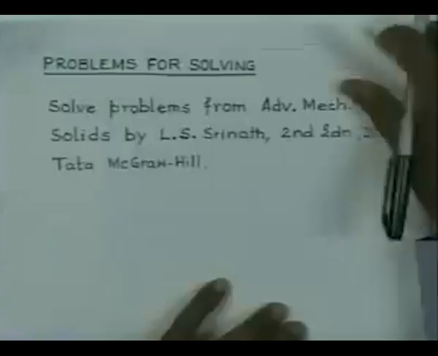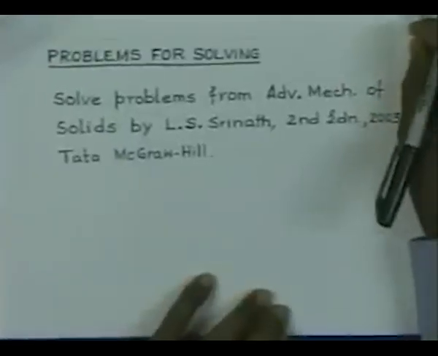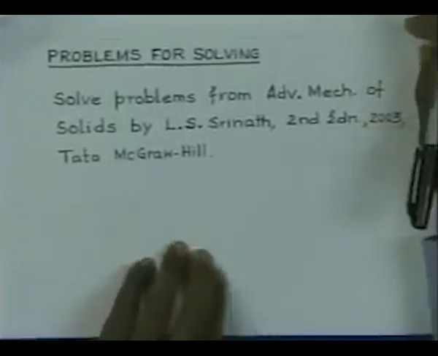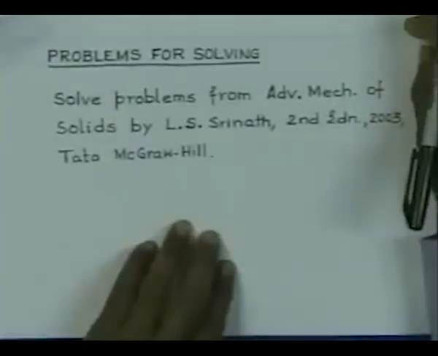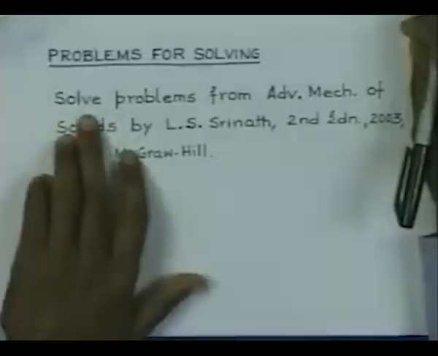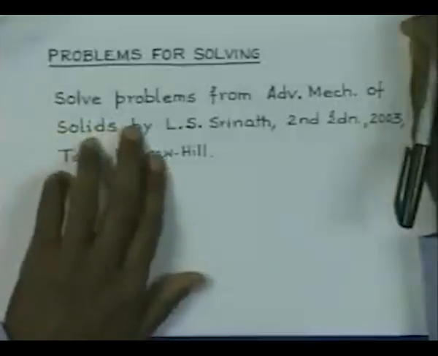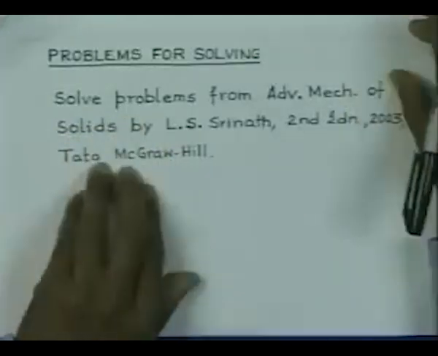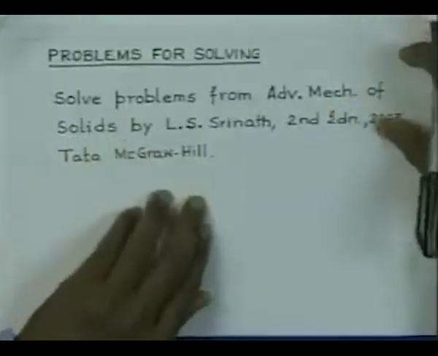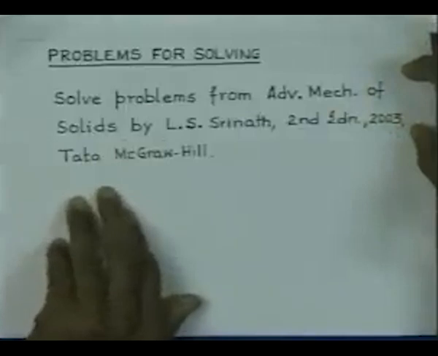You can consider problems for solving to get clarity on the theory that we have dealt with in the torsion of non-circular sections. You can look into the problems which are not solved in Advanced Mechanics of Solids by L.S. Srinath, second edition, published in 2003 by Tata McGraw-Hill.